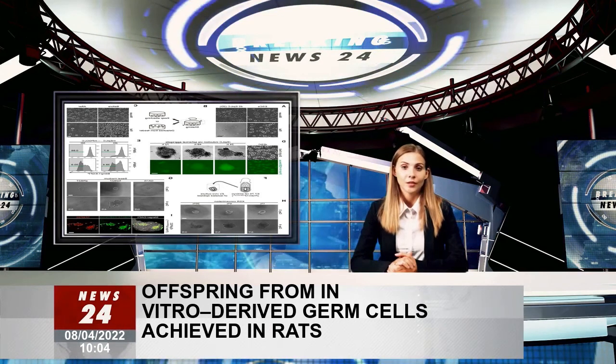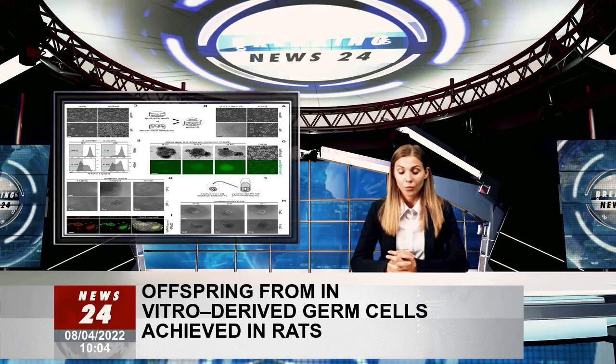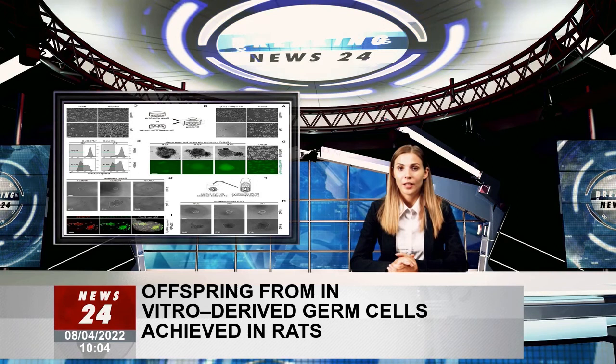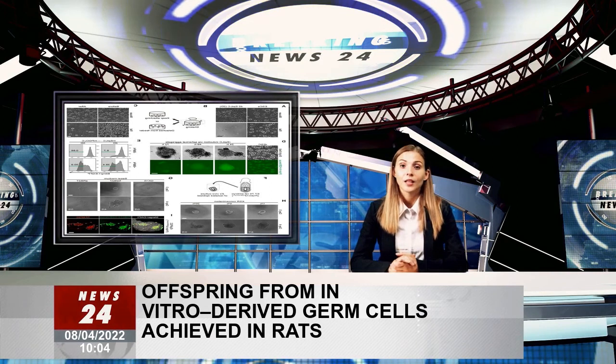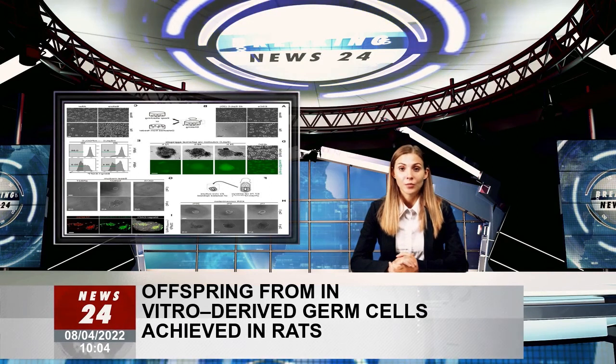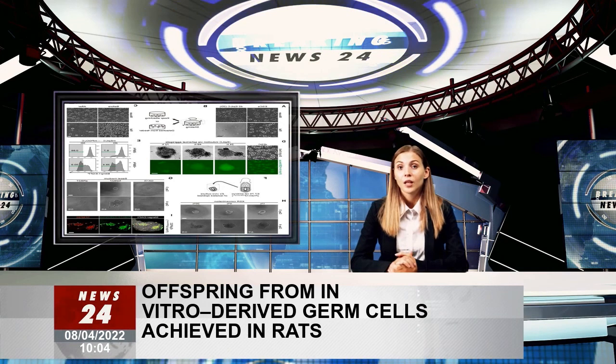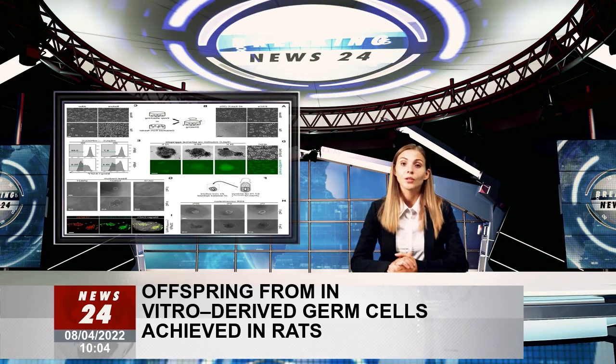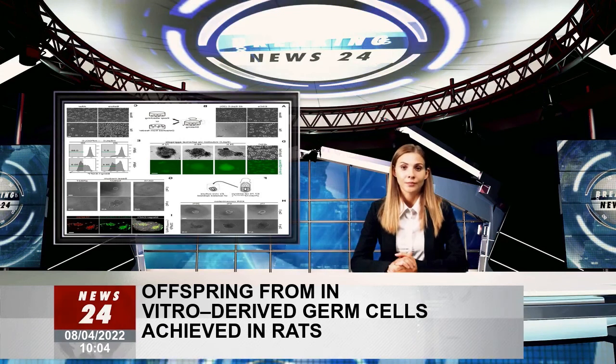The researchers note that the offspring grew and were able to reproduce naturally. The researchers note that after injection of the germ-like cells into the male testes, the males were not able to mate and produce offspring normally because the cells were not mature enough. They suggest more work is required to overcome this problem.